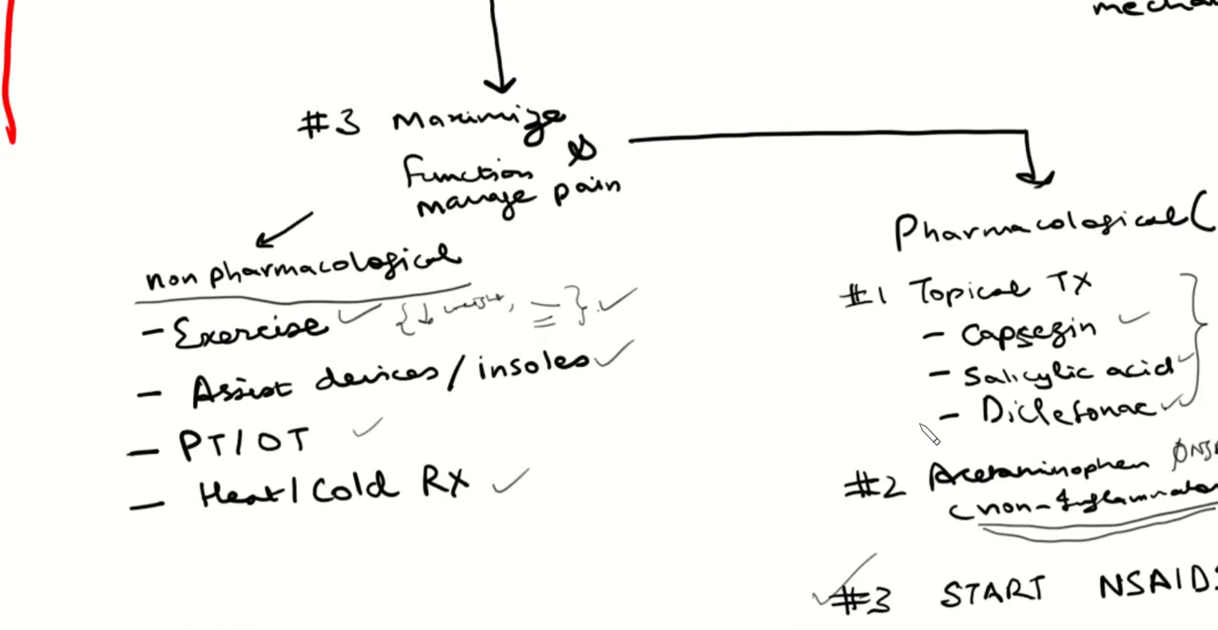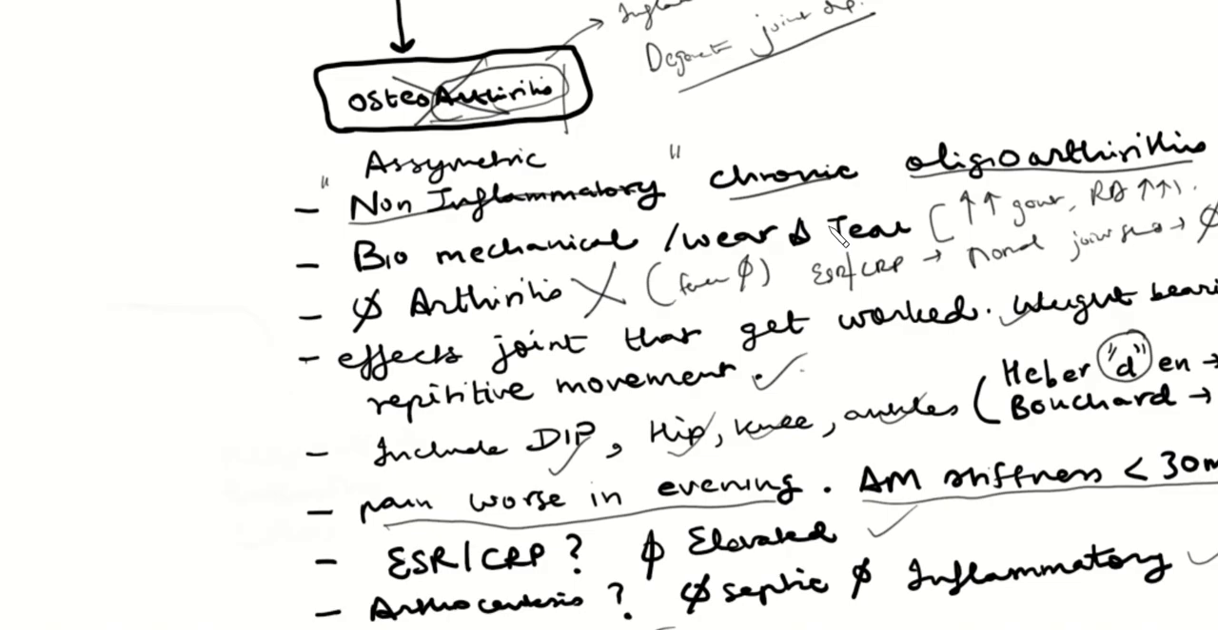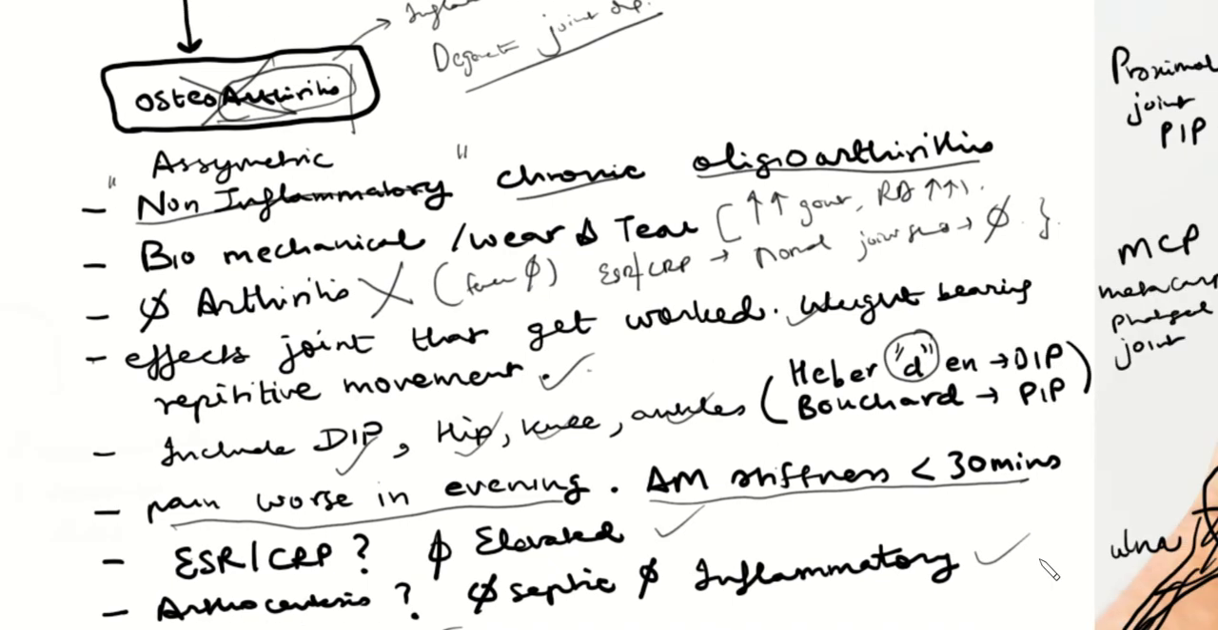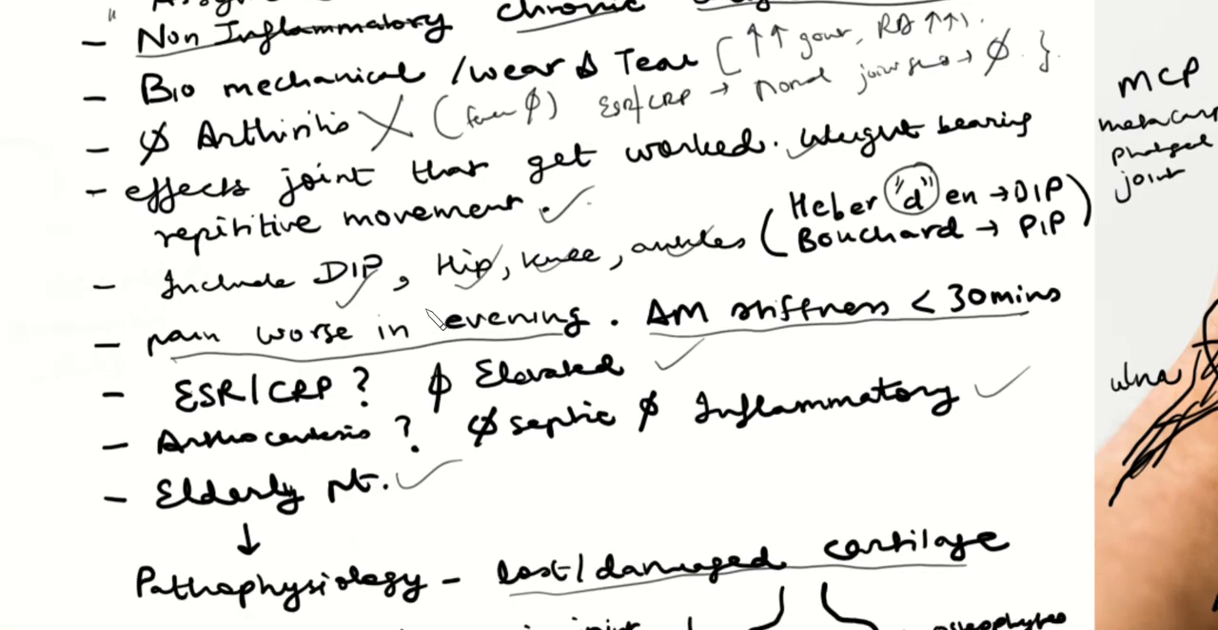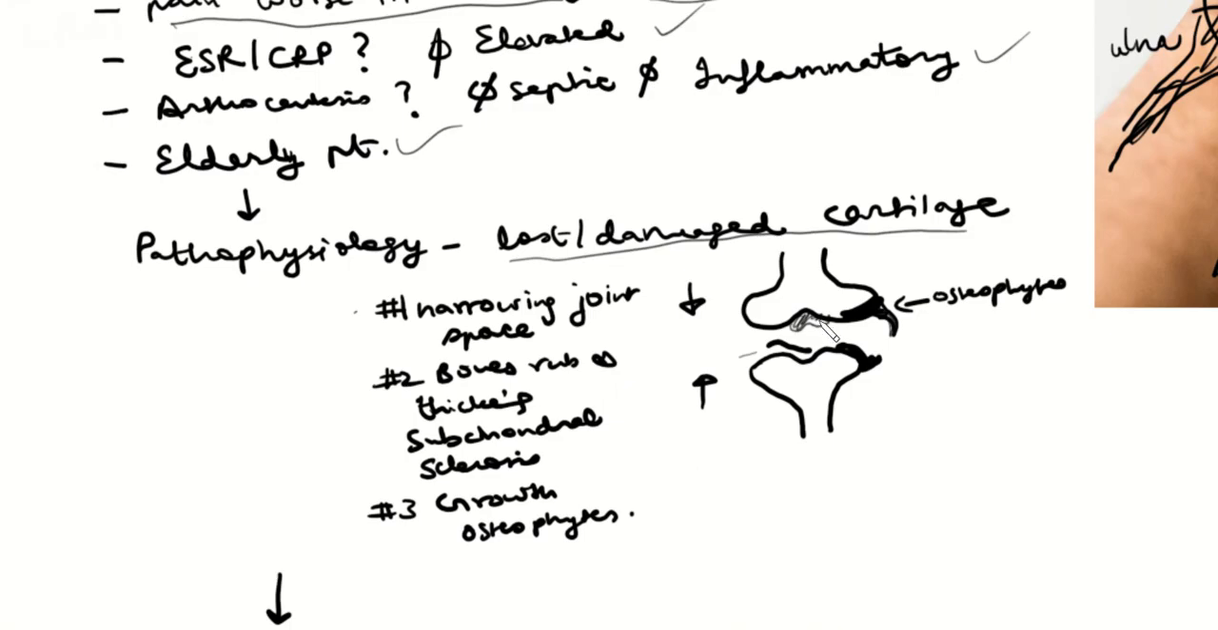Okay, so let's do a quick recap. Osteoarthritis, bad name, it's degenerative joint disease, mechanical wear and tear, and it's the DIPs, hips, knees, ankles, where we have lots of use in weight bearing and repetitive motion that get affected. Heberden's nodes at the DIP, and Bouchard's nodes. Pain is worse in the evening. AM stiffness less than 30 minutes. You'd have cartilage that goes bye-bye, and because of that you have joint narrowing. When the bones rub on each other, you start to have bone growth, which is osteophytes, and subchondral sclerosis.